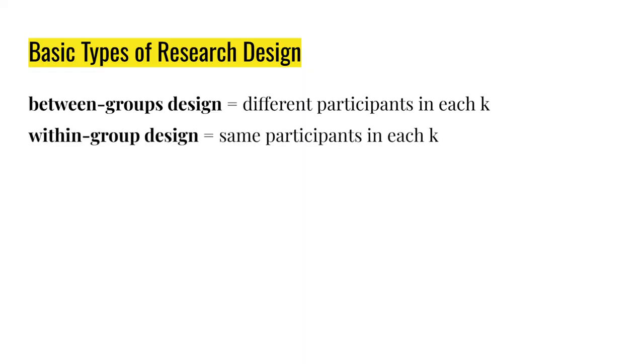Within group design, however, is when we have the same participants in each level of the independent variable. What do you think of an example of that might be? Go ahead and pause me and think about it and then hit play again. If you said something like a pre-test, post-test design, you are absolutely correct.